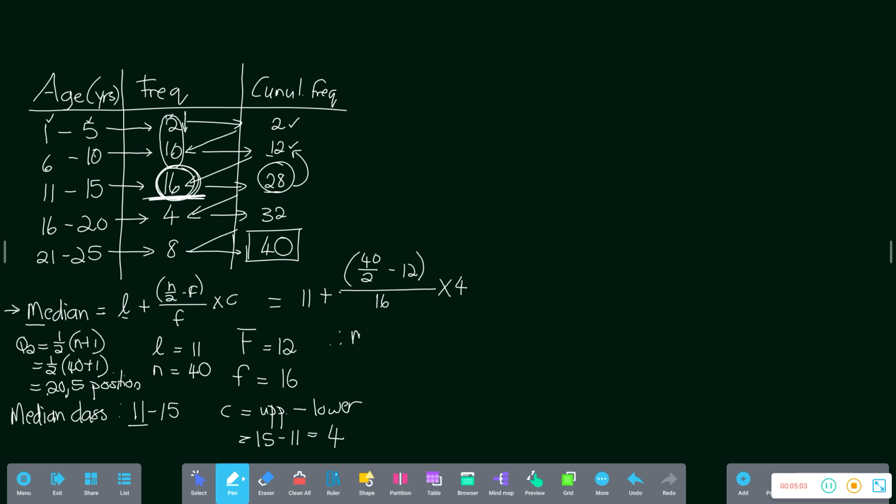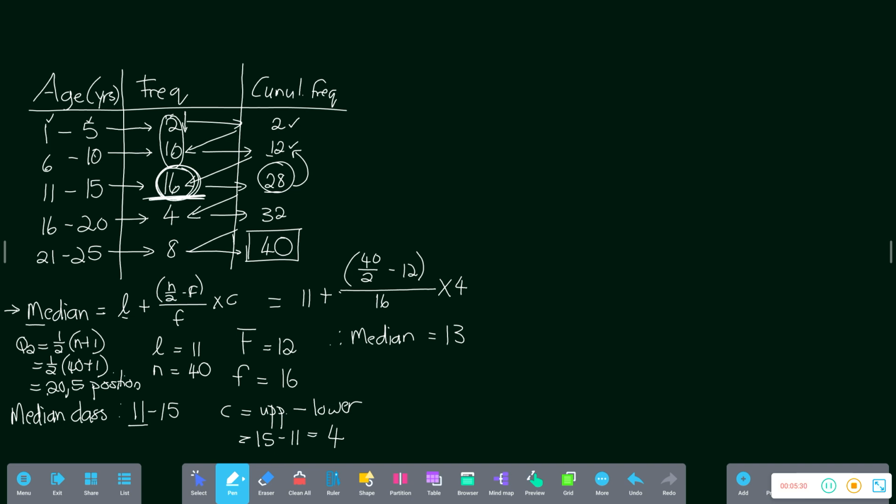So therefore my median is what? 40 divided by 2 is 20, minus 12 is 8. 8 divided by 16 is a half, times 4, so that is 2. 2 plus 11 is equal to 13. So my median age is 13.